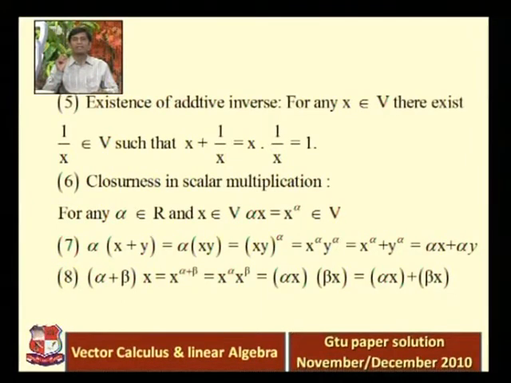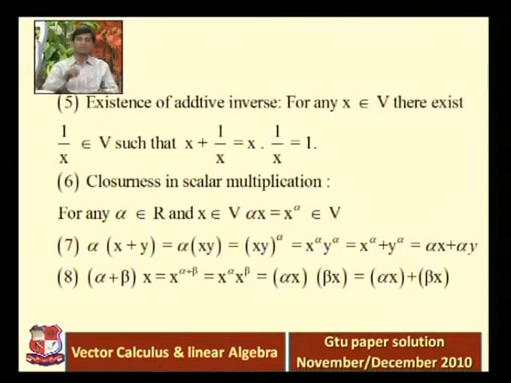So again I repeat that for any x belongs to V there exists 1 upon x which also belongs to V, because x is a positive real number, 1 upon x is also a positive real number. So 1 upon x belongs to V such that x plus 1 upon x, that can be written as x into 1 upon x, that is equal to 1. Okay, so each and every condition for addition we have already satisfied. 5 conditions we satisfied for addition. Now the next 5 conditions are for scalar multiplication.